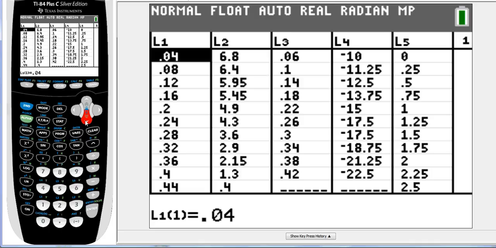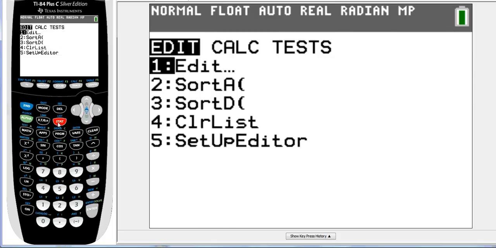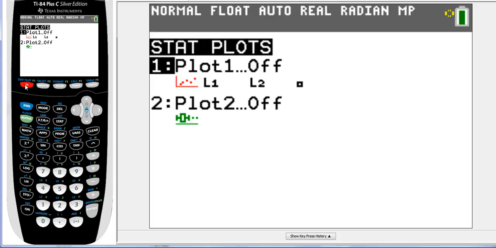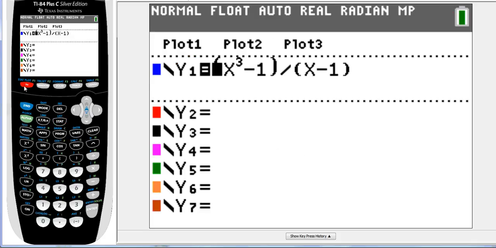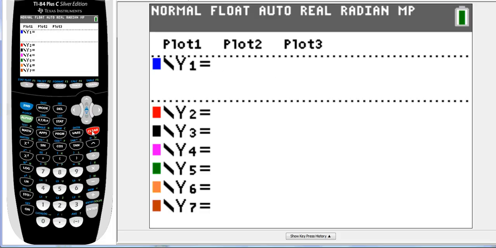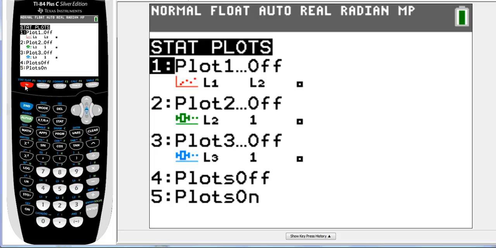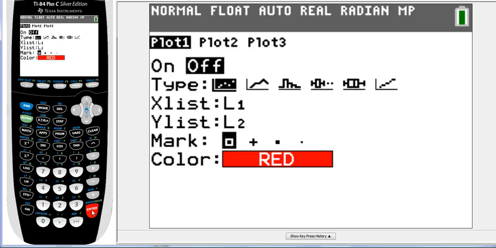Once you get that, then you need to make a scatter plot. I'm going to make a scatter plot by doing, sorry, not stat, second y equals, that's what I want. And by the way, I'm going to go up to y equals and see if I have a function in there. Let's clear it out. Now I'm going to go second y equals, and I want to go into number 1. I want to turn it on.